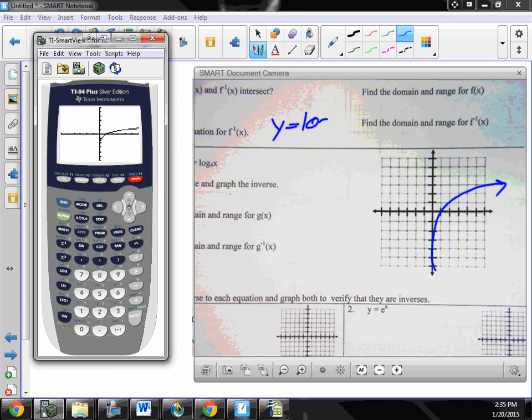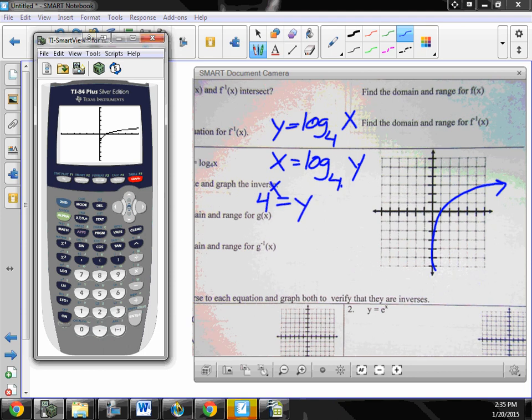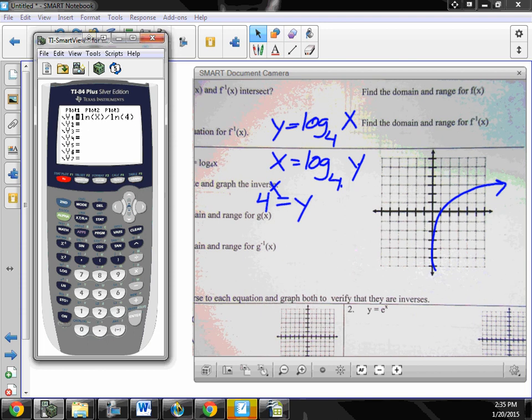Okay. Well, let's calculate the inverse. Y equals log base 4 of x. To invert, we switch x and y. So x equals log base 4 of y, but now it's in the wrong graphing form. So how do we solve for y? We convert it to exponent. So exponential would be 4 to the x equals y. Now graph that on your calculator on the same screen. So go down to y2 and graph 4 to the x.